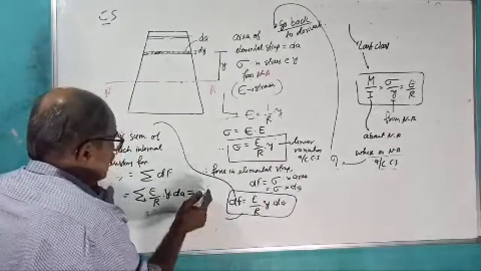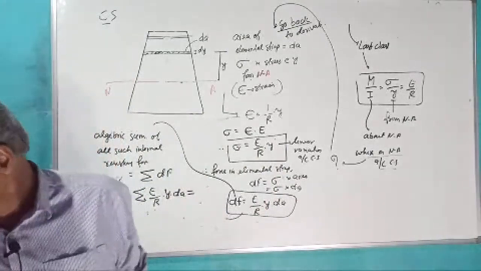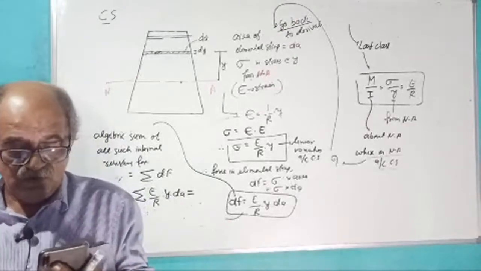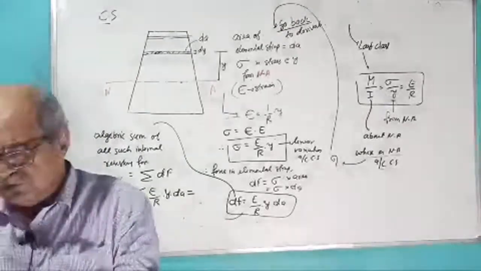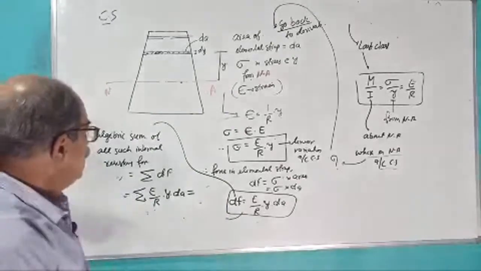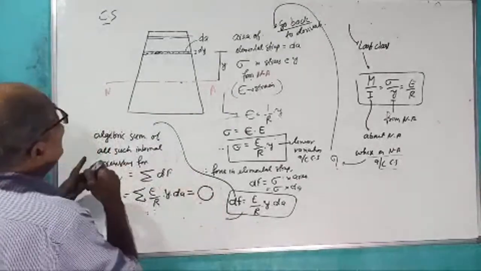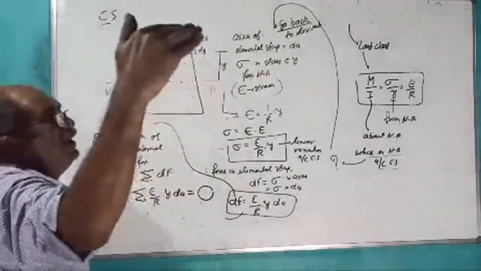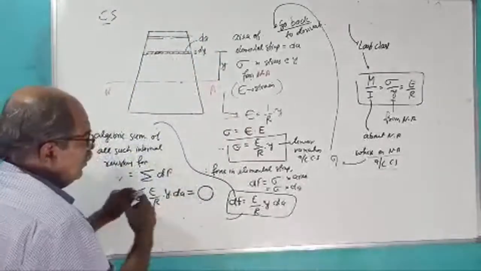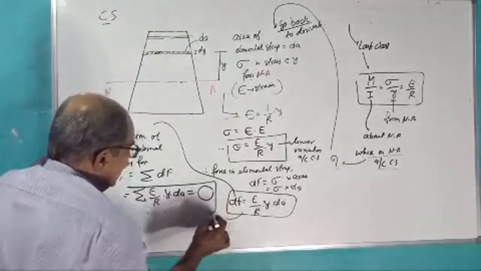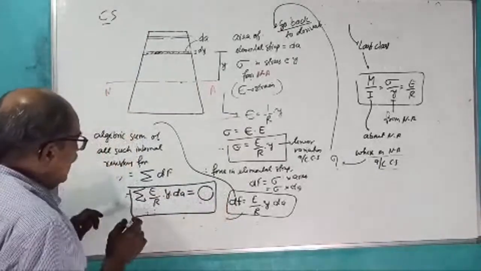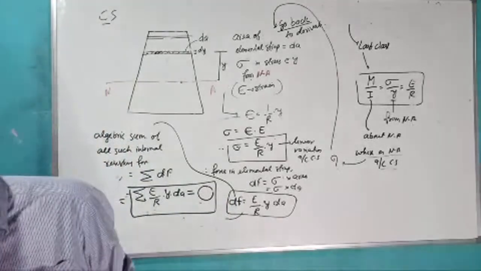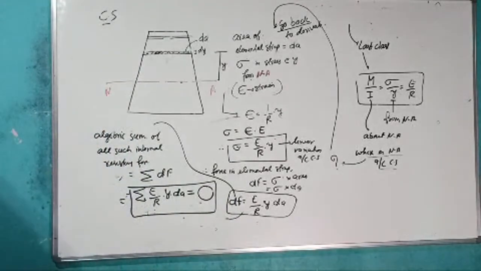Therefore, this should be equal to how much? Tell me. Sorry, total force should be 0. Thank you. Should be equal to 0. Why? If upper side is compression, it means lower side is tension. See, this way and this way should be 0. Tell me, is this fully clear? Sigma E by R YdA equal to 0. Is it fully clear?